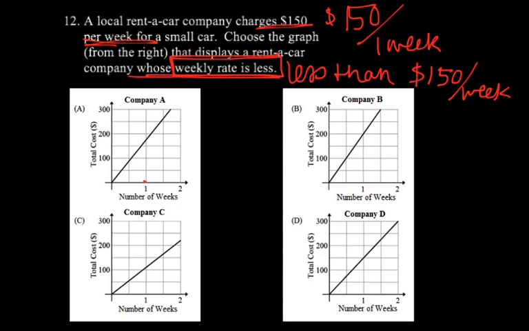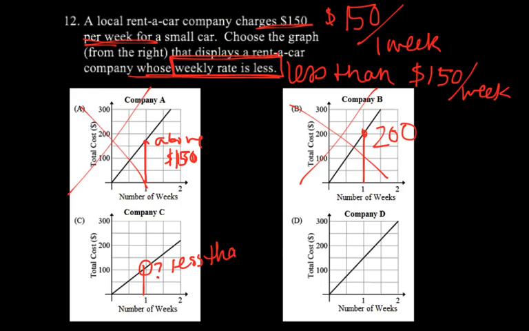Okay, so I'm going to look at the 1 week mark. Company A is above 150. So that's out. Okay, let's look at B. At 1 week, that's at 200. They're out. Look at C. At 1 week, I don't know what this is, but it's less than 150, that's for sure. Okay, if you look at my 150.